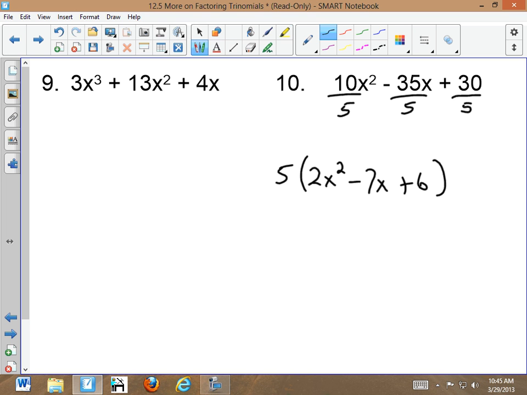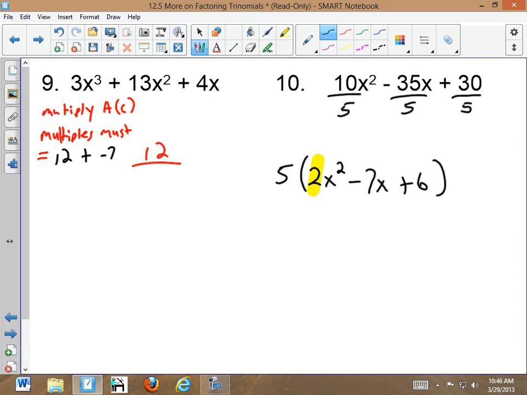Now, I ask you, is your leading coefficient 1? No, your leading coefficient is not 1. So to factor this, you have to multiply a times c. That gives me 12. Now, I'm going to list my multiples because I want numbers that multiply to equal 12, but add up to negative 7, okay? They have to multiply to 12 and add up to negative 7.